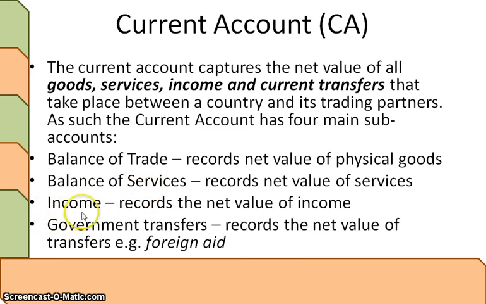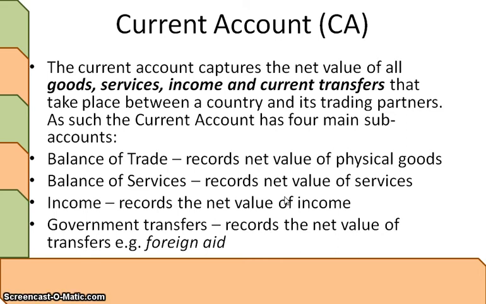And therefore we have income. This records the net value of incomes that is generated, that is either coming into your country or going out of the country. So for instance, let's say you have income generating assets like shares or stock in a particular company abroad. When they are paying you dividend payments or other income payments, that is going to come in through your current account in the income aspect, and therefore that's money coming in.